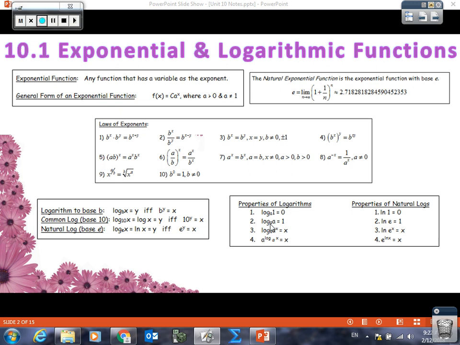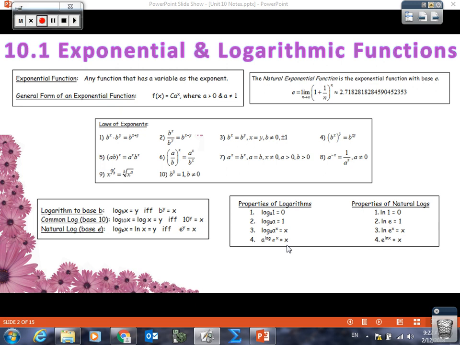Here, if the base of my log matches the argument of my log, then that result is 1, which also makes sense. a to the first would be a. We convert to an exponential. This one, I have a to the log base a of x. So if I have an exponent to a log with the same base, right? So I have a to the log base a, then my answer is x. Just another way to simplify.